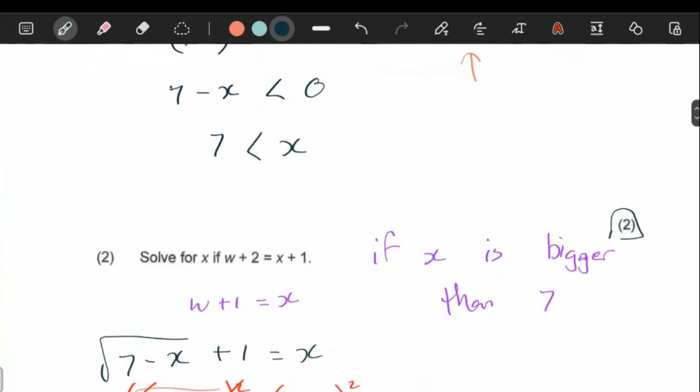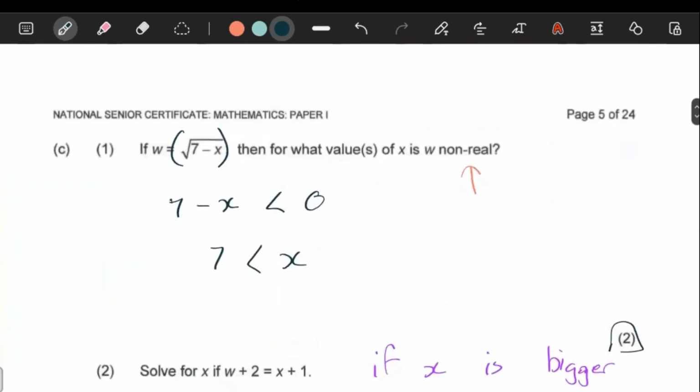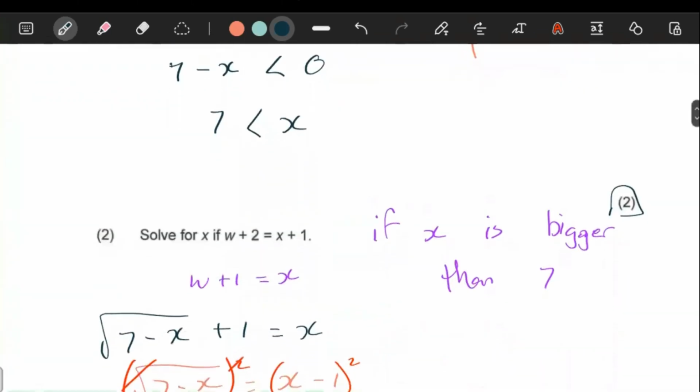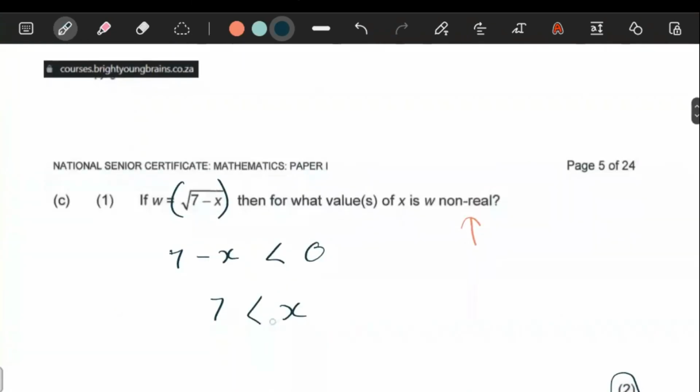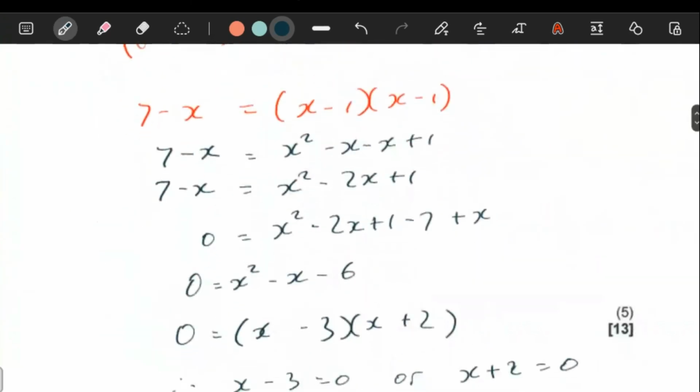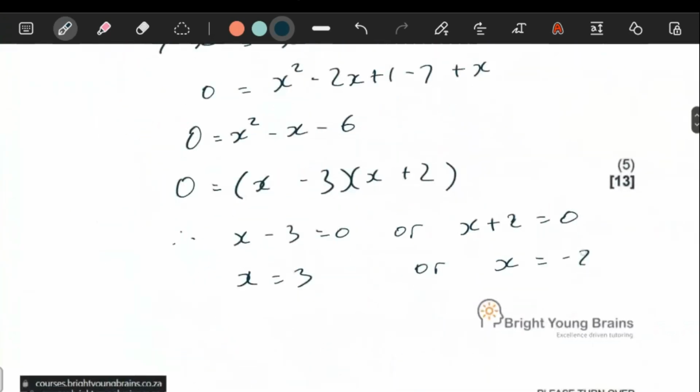Wait, hold on. Did I write this correctly? x is bigger than 7. Oh, that's if it's non-real. Yeah, if x is bigger than 7, your answers will not be valid. But obviously, here we have x values that are smaller than 7. So they should both work out.